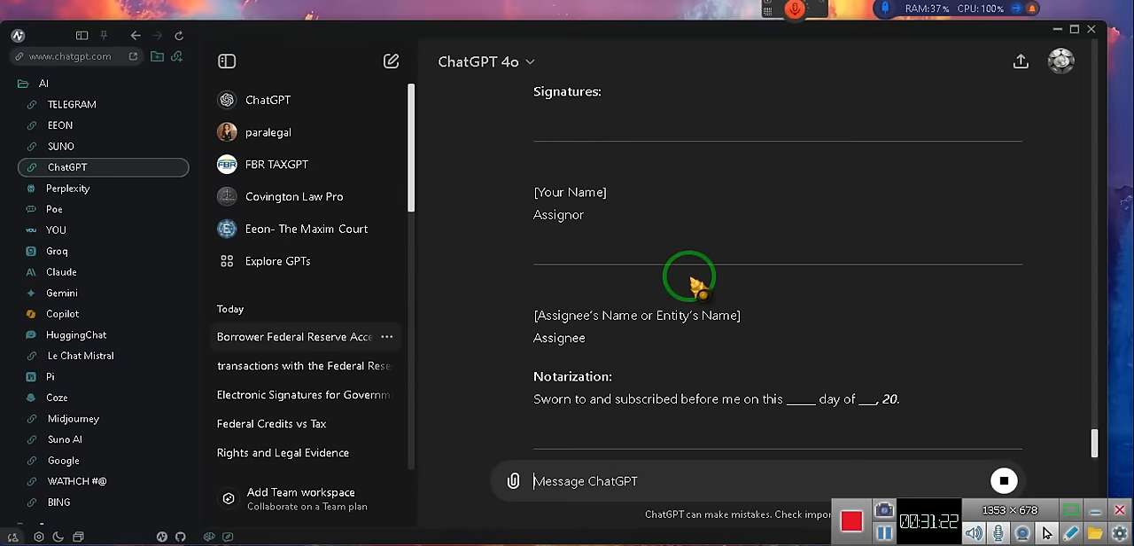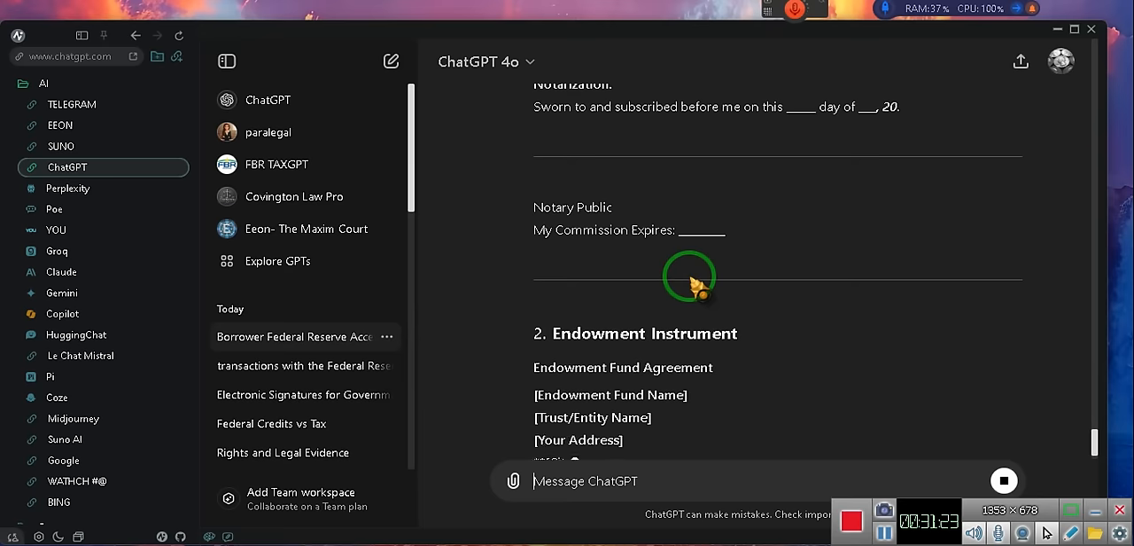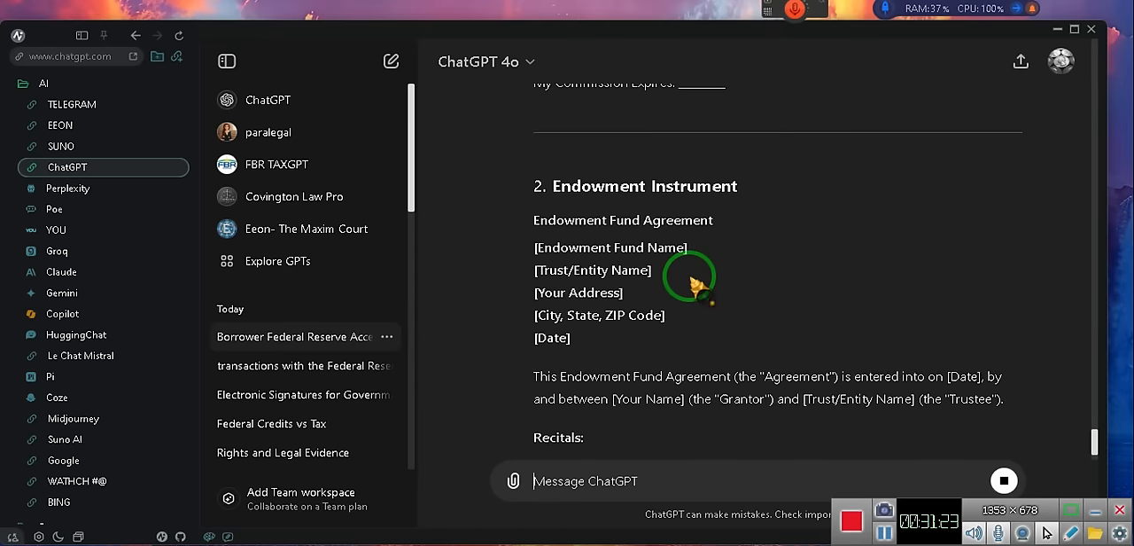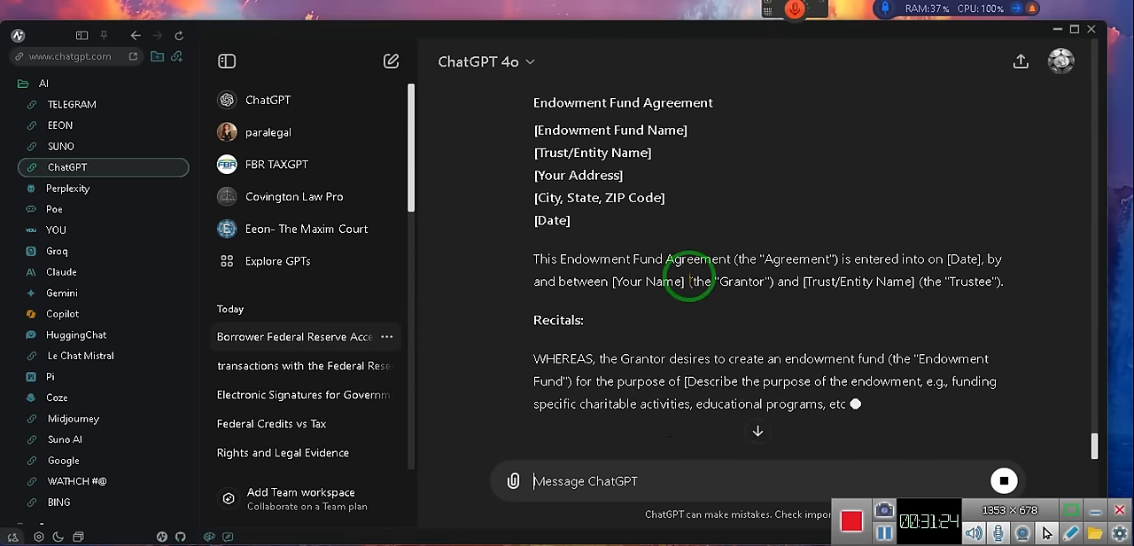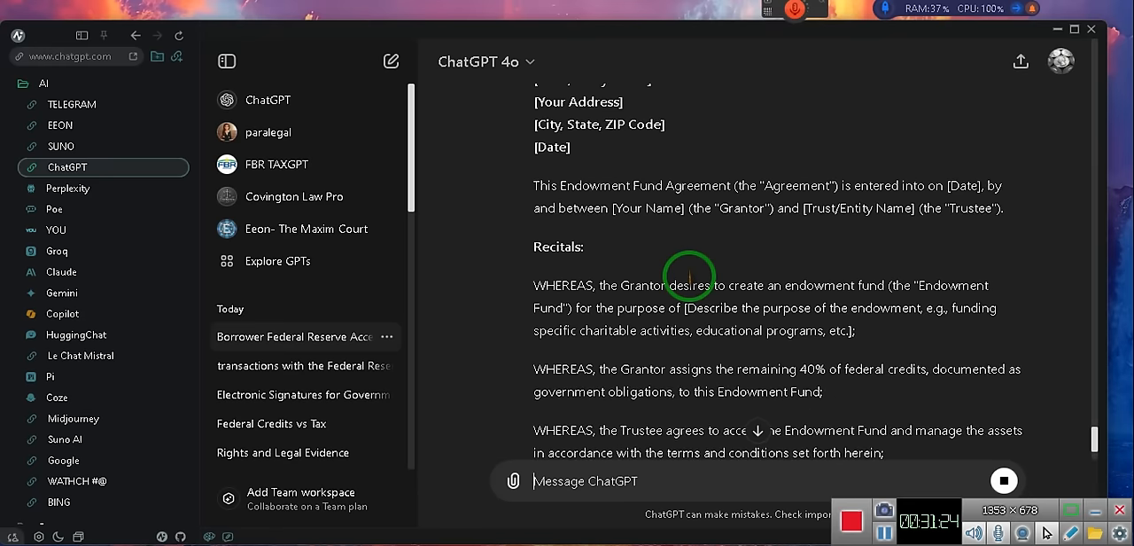Okay, now we need the endowment instrument. Hold on now. Right there. There you go. Because you got to create an endowment, y'all. Look, hey, nobody else told y'all about this. All right, I was doing a consult with someone earlier today, and this is where I was headed. So I told him, I'm giving this to you. I haven't given this to anybody else.